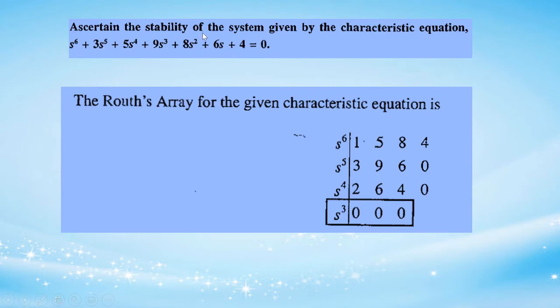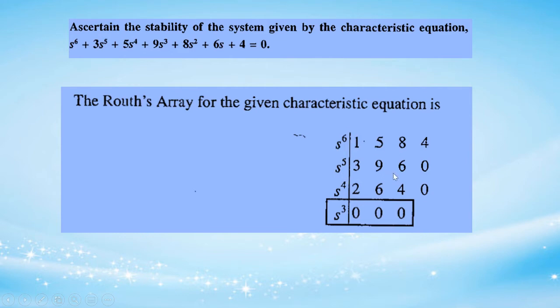It says: ascertain the stability of the system. You have been given the characteristic equation. So start writing the Routh array table by looking into the equation. The highest power in this equation is s to the power of 6. So start writing the Routh table starting from s to the power of 6, then s to the power of 5, s to the power of 4, s to the power of 3, s squared, s to the power of 1 and s to the power of 0.